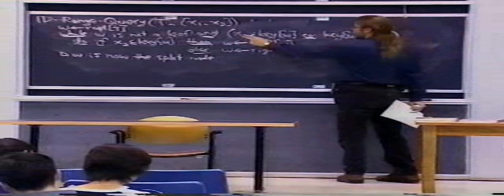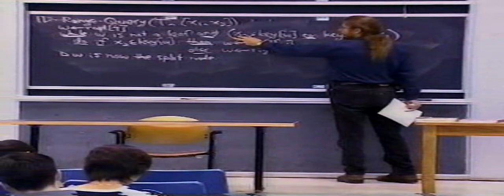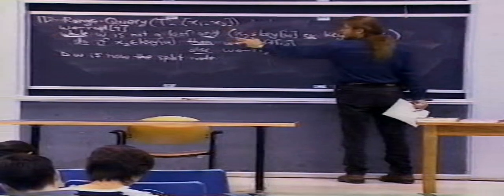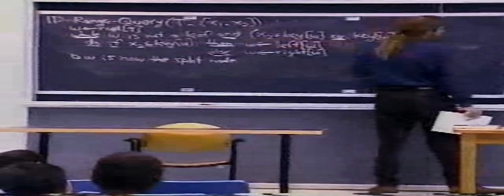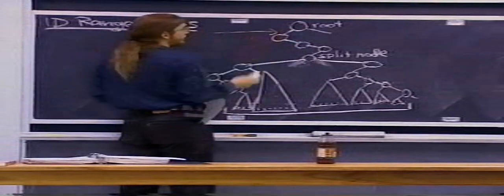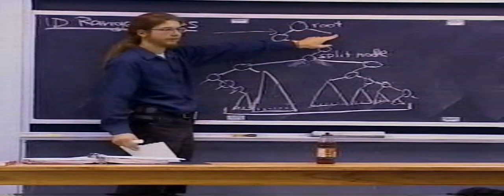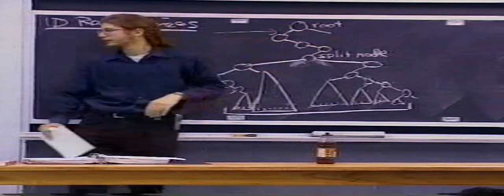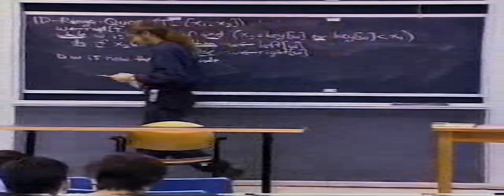If the right endpoint of the query interval is to the left of the key value at this node, that would be like here. The right end of the interval is somewhere over to the left. Then there's no one interesting in the right-hand side, so I can go left. That's what it says: if everything's in the left-hand side, I go left. Not very exciting.